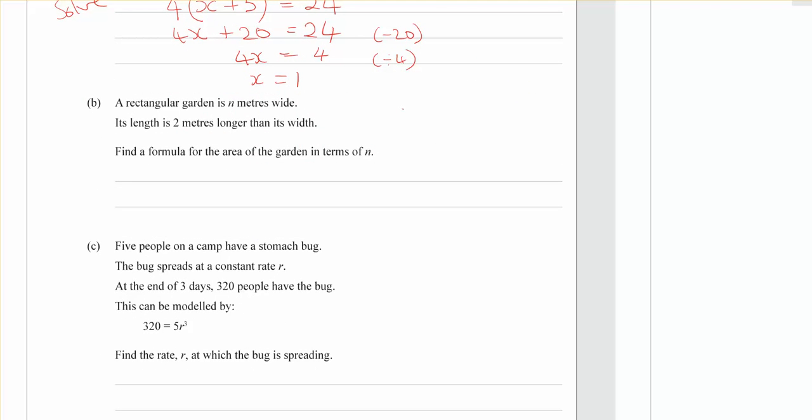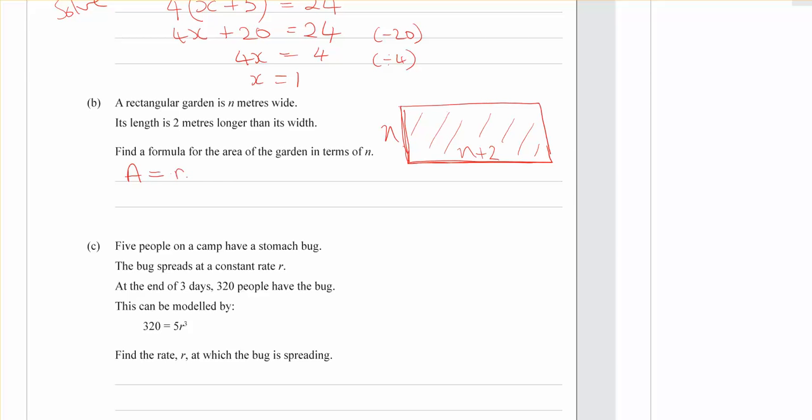Right, talks about a rectangular garden. You can pause and have a go yourself. It's n metres wide. Its length is 2 metres longer than the width, so that would be n plus 2. Find a formula for the area of the garden. So area of a rectangle is length times width.